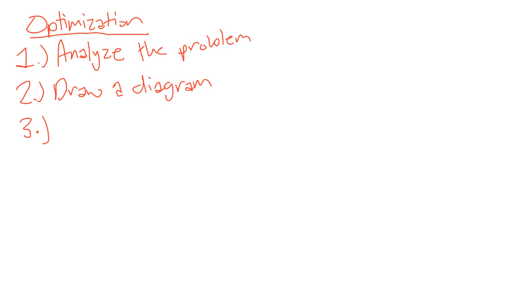The third thing is going to be introduce notation. What this really means is you're trying to translate your words and your picture into a mathematical format. Essentially, you're going to assign labels to things. As we work through a couple of examples, you can see what we mean by that.